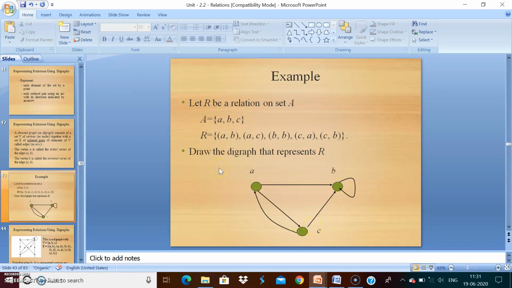So first of all, identify the relations. A to B, therefore one relation arrow. Next one, A to C, one relation. B to B is a self loop. Next one, C to A. Next one is C to B. That is the diagram of the above relation set.